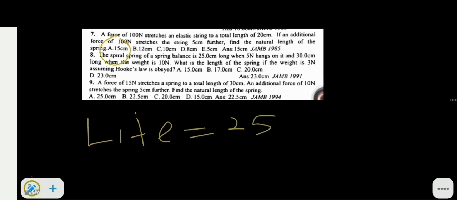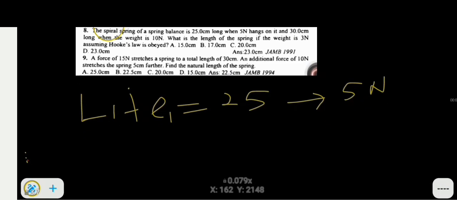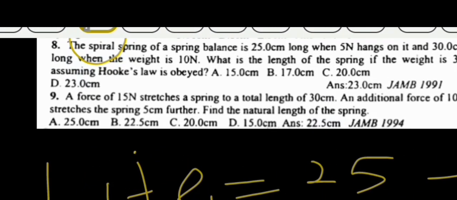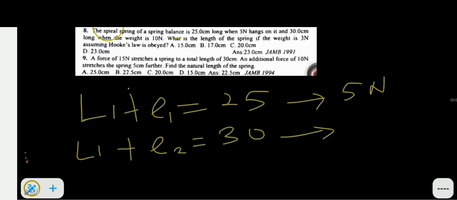Then for the second case, for the force of 5 Newton, this first extension will be E1. That's what you're going to call it. So for the second case, everything stretched to 30 cm. So your L1, which is constant, plus the second extension, which is E2, will give you 30. But this one is caused by the force of 10 Newton, as you can see from here. The force of 10 Newton, that's what's causing this extension. So this one will be for the force of 10 Newton.